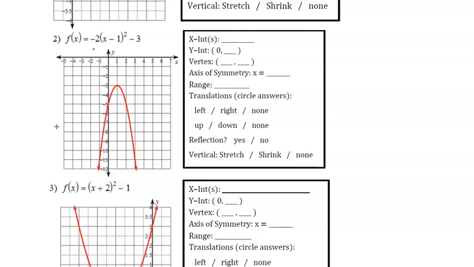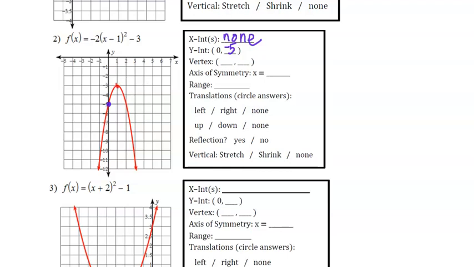We have f of x equals -2 parentheses x minus 1 squared minus 3. X-intercepts. Notice it doesn't cross the x-axis at all, so we'll put none here. There's no real solutions there, although there will be 2 imaginary solutions, but we'll need to find those in this section. The y-intercept is when it crosses the y-axis. It's going to be at 0, -5.